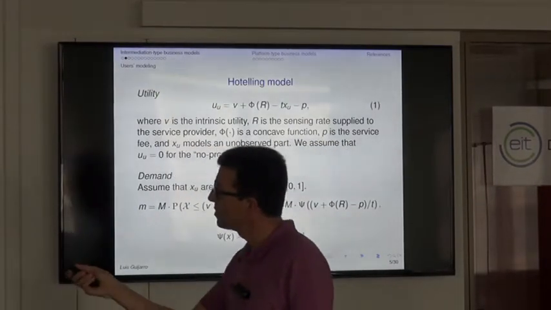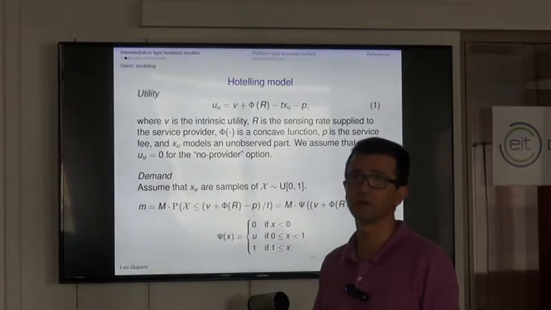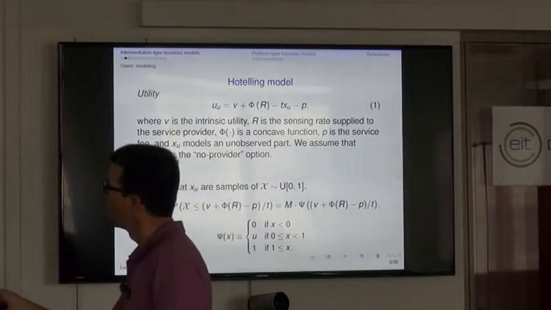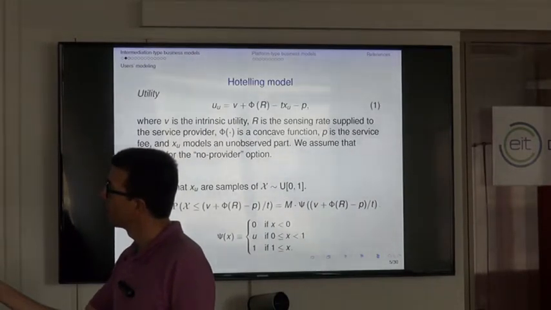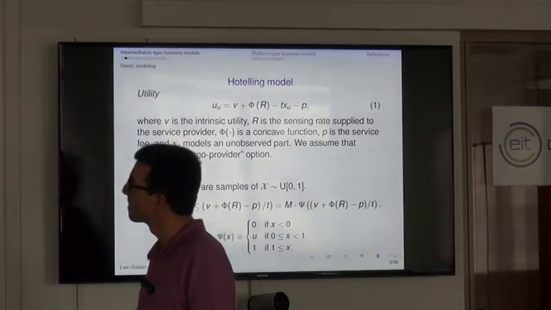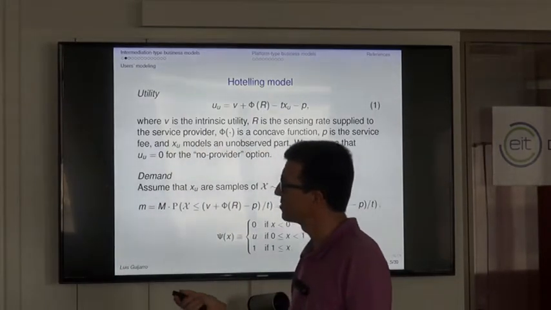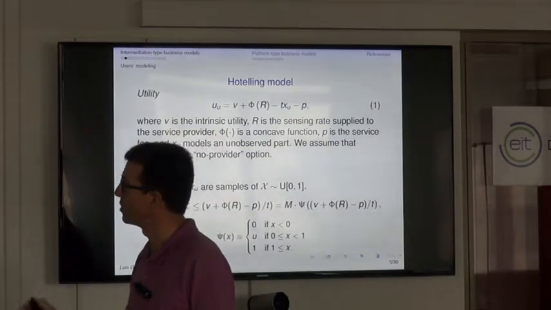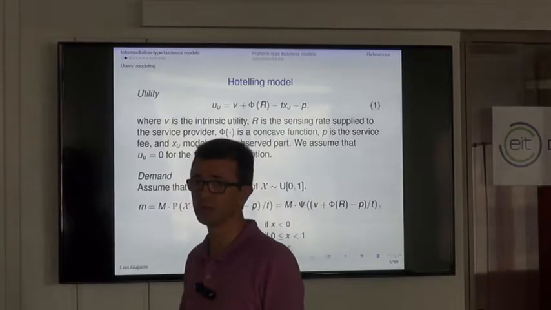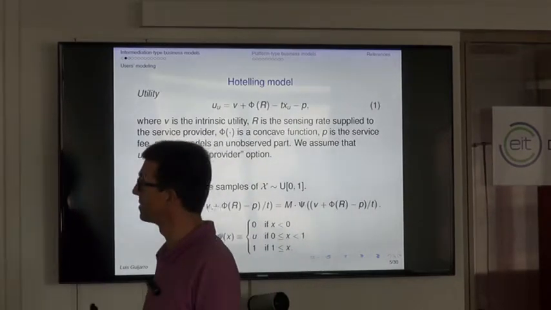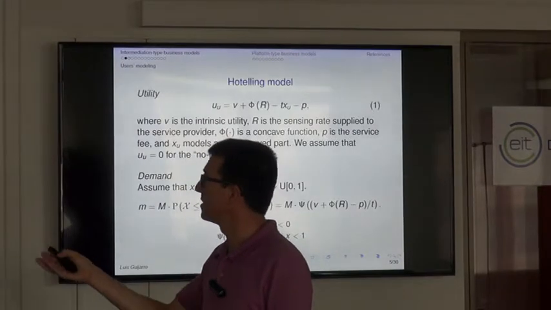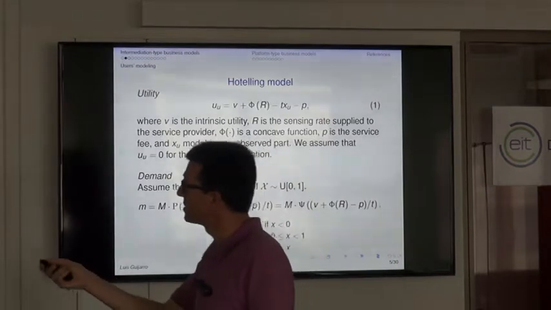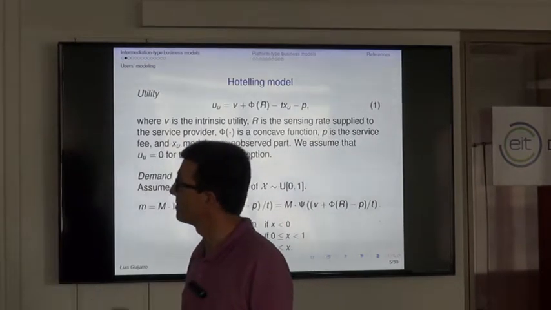is the following. This U is a utility, which is a measure of the satisfaction of the users when receiving a service. Okay, we propose an expression such as this one for the utility of a user, where this V will be the intrinsic utility for accessing the service. This phi function will be, well, a non-decreasing positive concave function, which in this simple model depends on capital R.